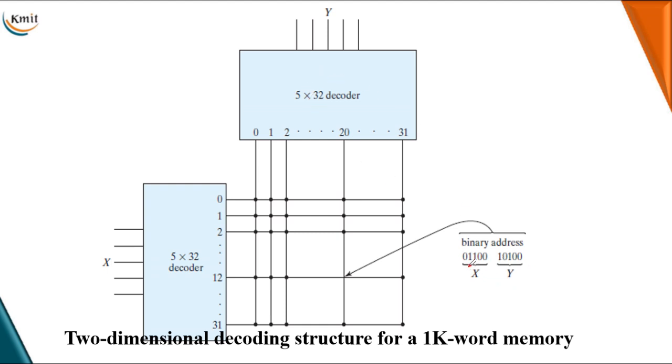Now in order to select this, 0, 1, 1, 0, 0, so the 12th one. Wherever the 12th row is coincident with your 28th column, that becomes the address of your 01100101010. So like this we can avoid the bigger or higher order decoders by using low order decoders.